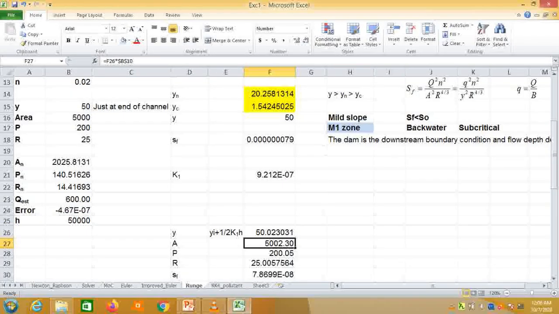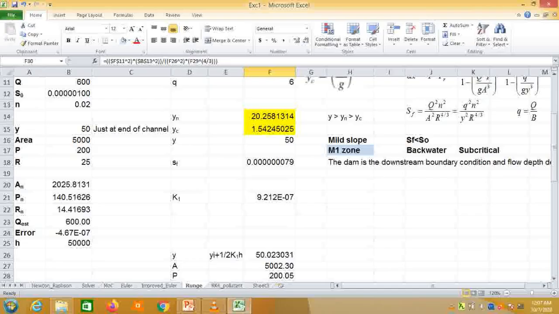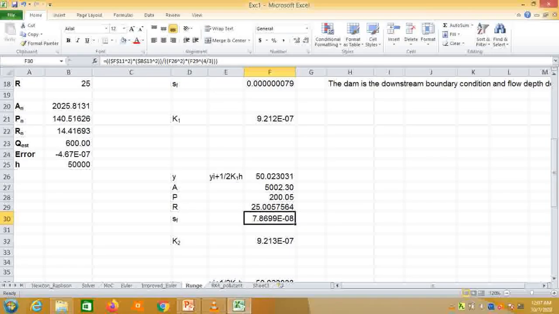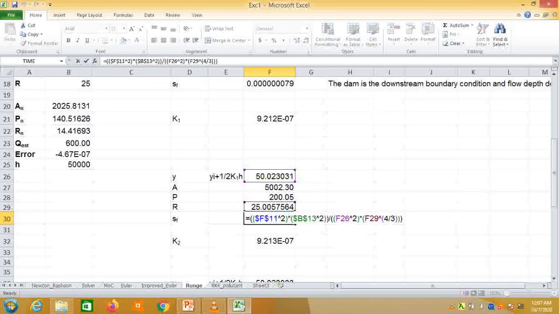width times y, and then perimeter, which is width plus twice of y, and then hydraulic radius, which is area over perimeter, and then the friction slope, using the same set of equations which we have used up here, which is q square, n square. y square is going to change this time, and the hydraulic radius is going to change this time. So we are going to calculate SF first using this value of depth and this value of hydraulic radius, but all the rest of the stuff is the same. So we find the friction slope.